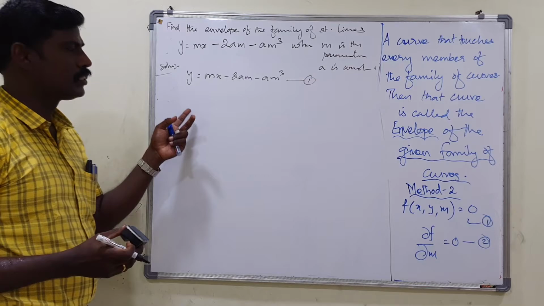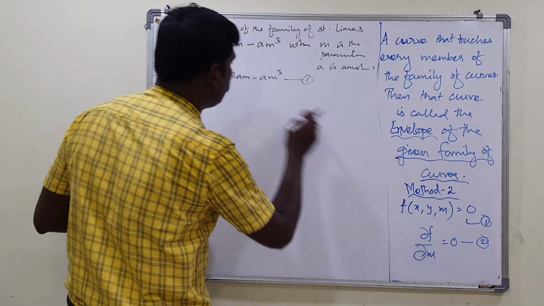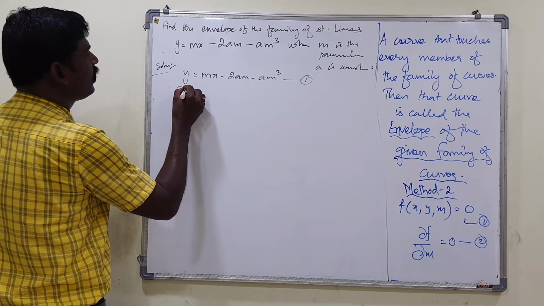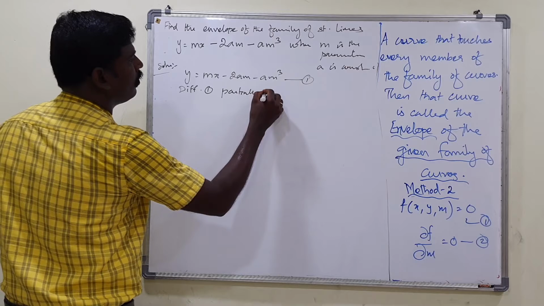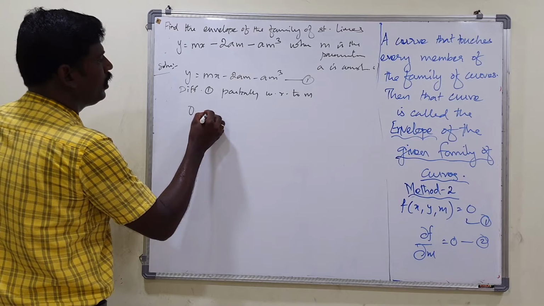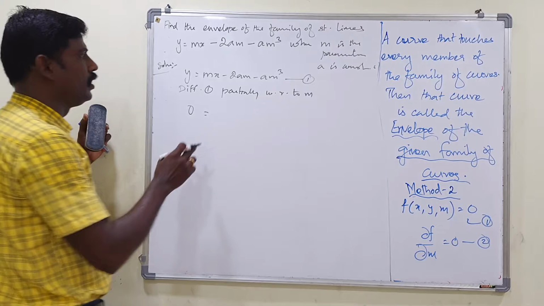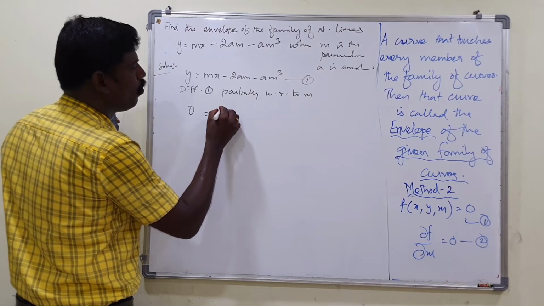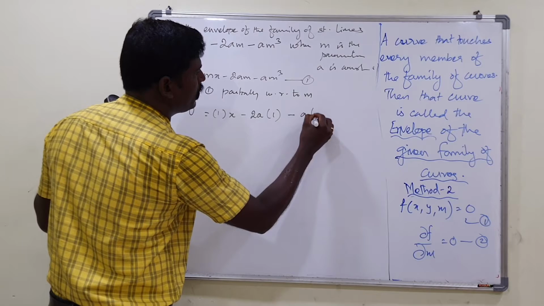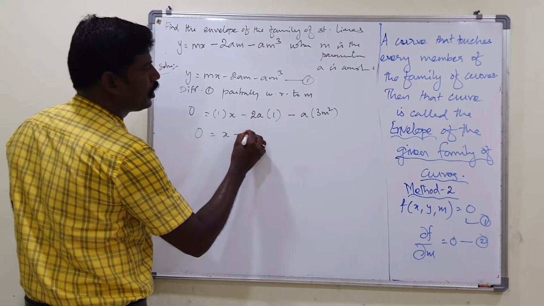So I am going to differentiate this equation partially with respect to m to get equation 2. So differentiate 1 partially with respect to m. So y will become 0, because it is a constant other than m. The terms other than m are treated as constants in partial derivatives. So this becomes 0. What will we get? m becomes 1. So 1 into x minus 2a into derivative of m is 1, minus a into m cube is 3m square, isn't it? So 0 equal to x minus 2a minus 3a m square, isn't it?